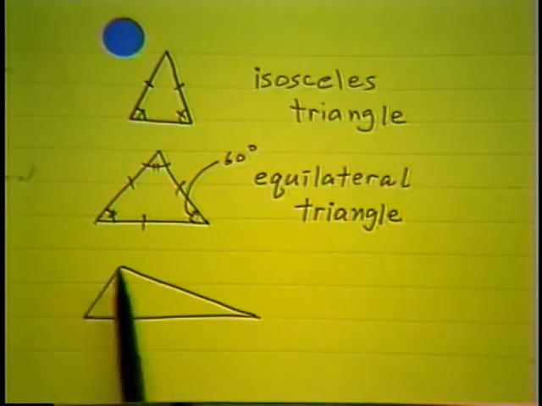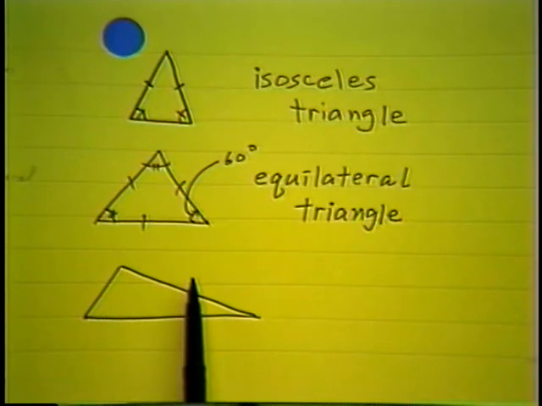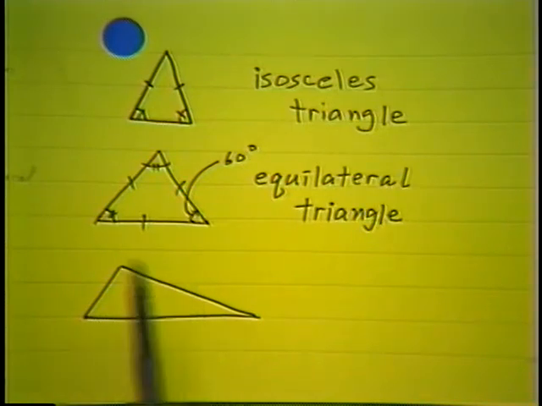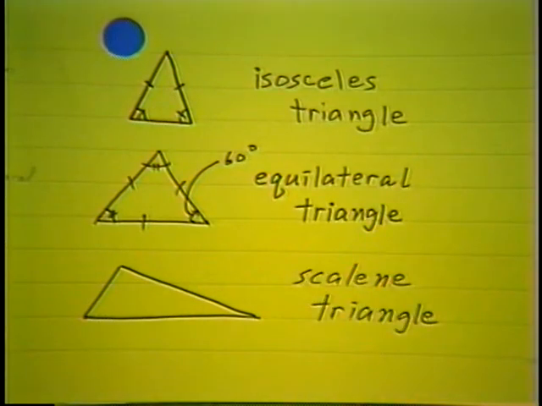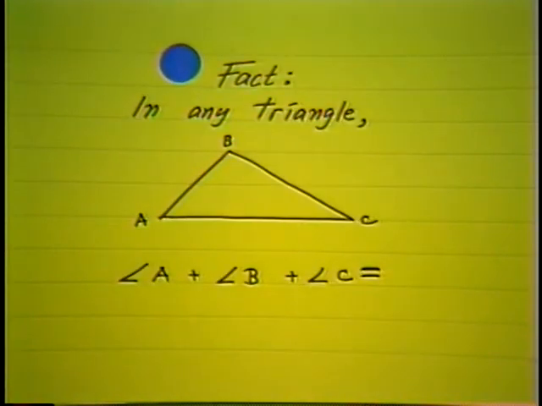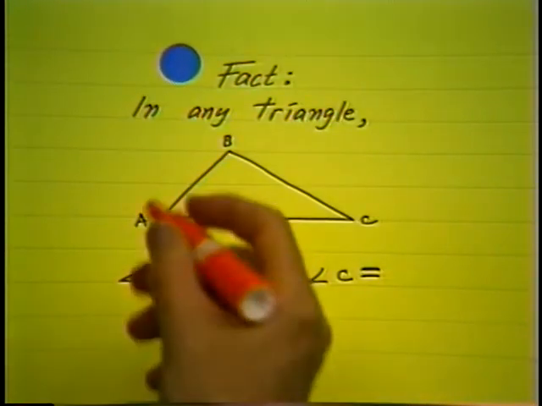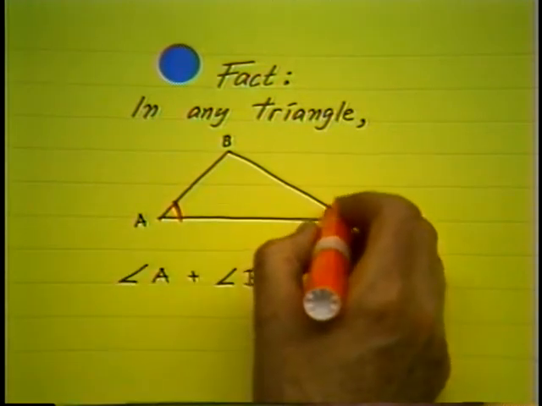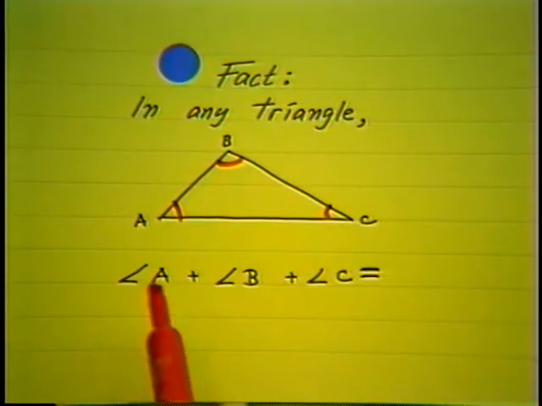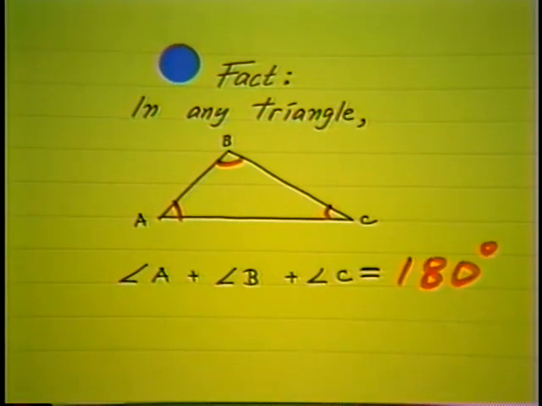Now, a triangle in which none of the three sides are equal, not even two, is referred to as a scalene triangle. Now, what about its angles, or the angles of a triangle in general? Now, it's a fact that in triangles in general, the sum of all of the angles is always equal to 180 degrees. That sometimes is an important fact to have.